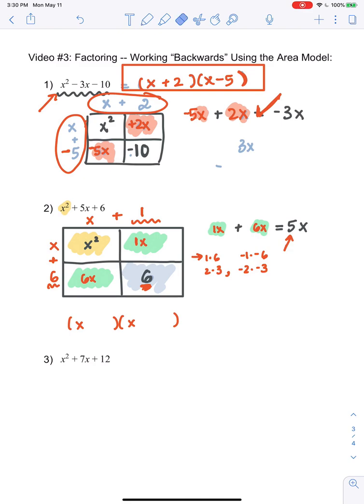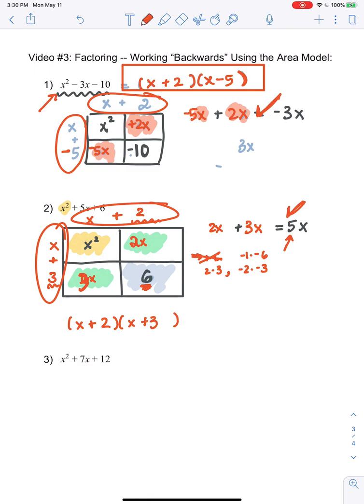Nope. So that means it can't be 1 and 6. So let's try 2 and 3, because that's our next option. 2 and 3. And we want to check, does 2x, because this is now 2x and this is now 3x, does 2x plus 3x equal 5x? Yes, it does. So now we have our factors. x plus 2 times x plus 3. Great.